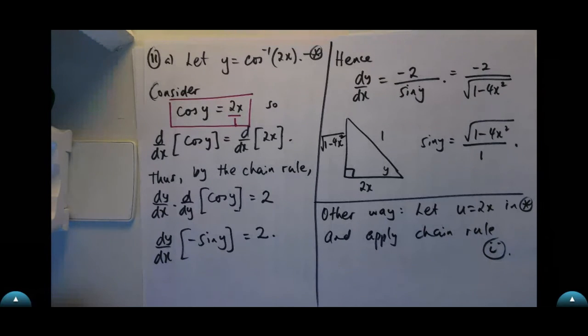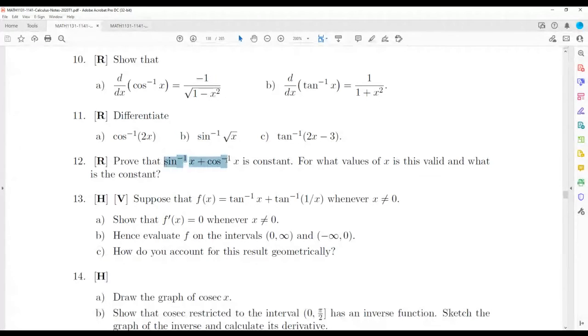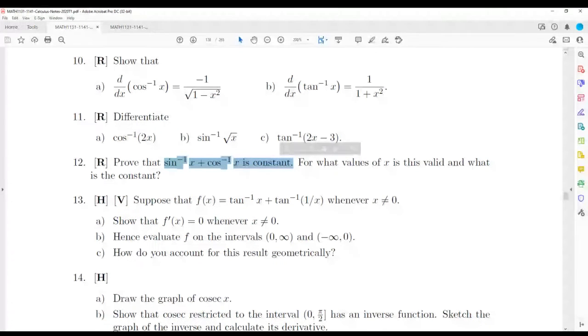So let's have a look. I think we can switch over to complex numbers now. So let's switch over. All right. Now for number 12, let me just briefly show you how to do number 12 before we switch. So inverse sine plus inverse cosine, prove that it's a constant. And what is the constant?